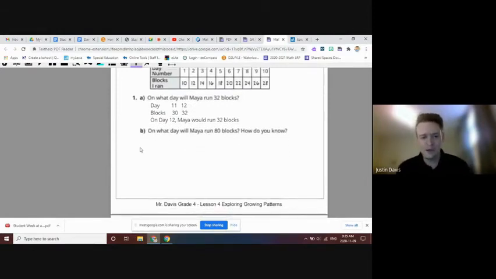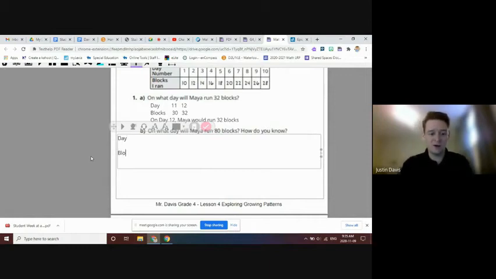So on what day will Maya run 80 blocks? So let's continue our pattern. And we're going to put our typewriter here. And I'm going to move it way over here because I know I'm going to need a lot of space. And we have day, and we have blocks. Because some of the work was already done for me up here, I could start on day 13. Because I know day 12 was 32.